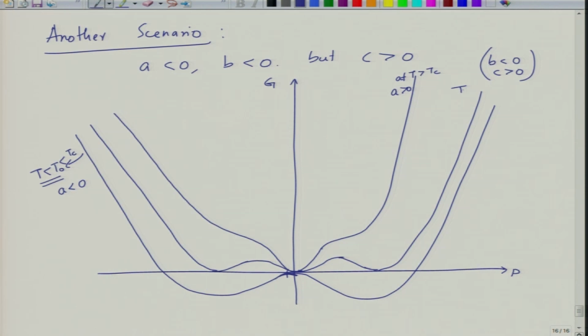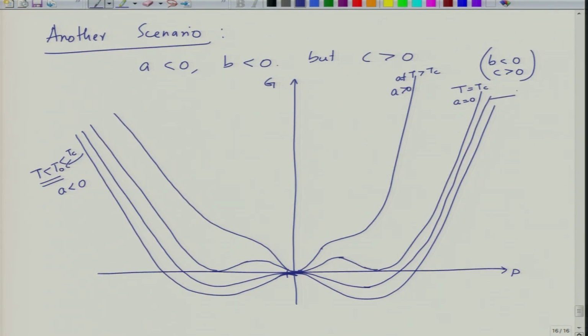So, this is at T equal to Tc, at T equal to Tc we have A equal to 0, at T greater than Tc we have A greater than 0, and let us say this is at a temperature T equal to T naught, which is lower than Tc.